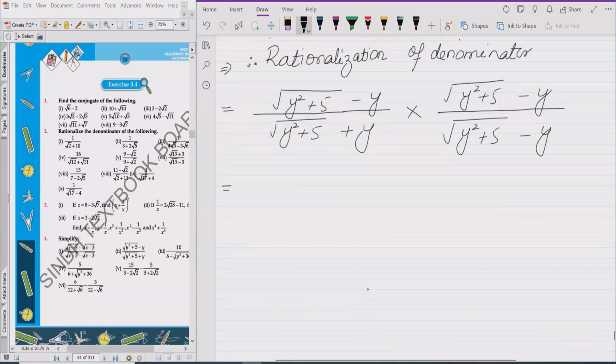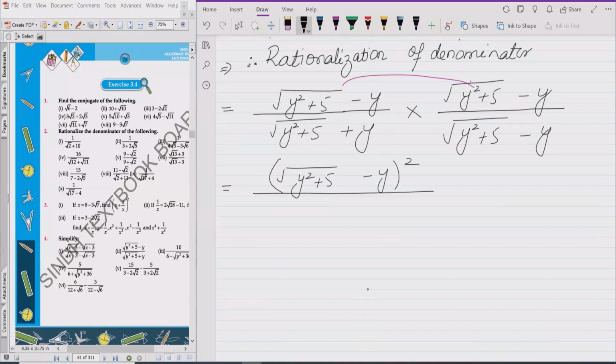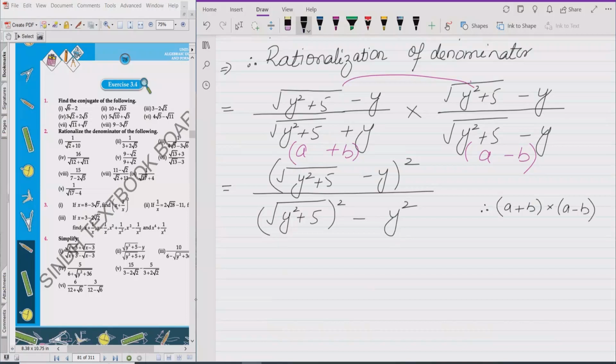We will say these two terms are similar ones, so we will make the formula here: y squared plus 5 minus y, right? And in the denominator, we can say y plus 5. This one is a plus b multiplied by a minus b, so we are writing here directly a squared minus b squared. And we can say a plus b multiplied by a minus b equals a squared minus b squared, right?